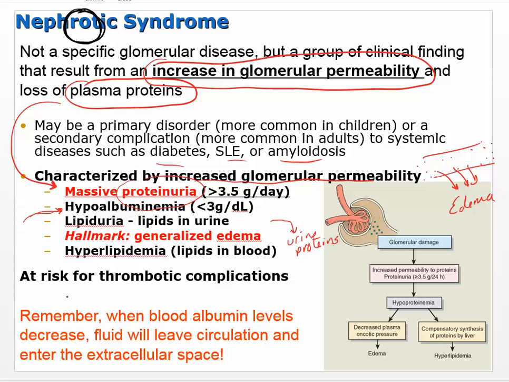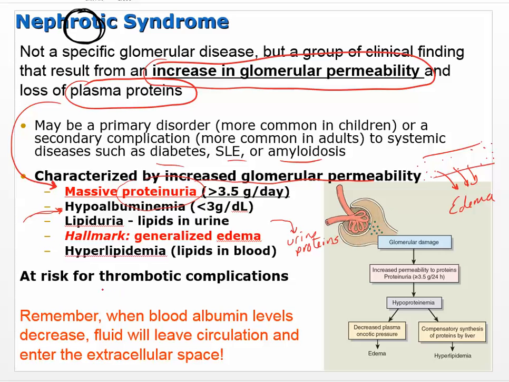Let's see. So lipids in the urine, lipids in the blood. That's actually due to the loss of proteins and the activation, so your liver responds and your cells respond by increasing the amount of energy and putting more lipids pretty much everywhere. Okay, at risk for thrombotic complications.